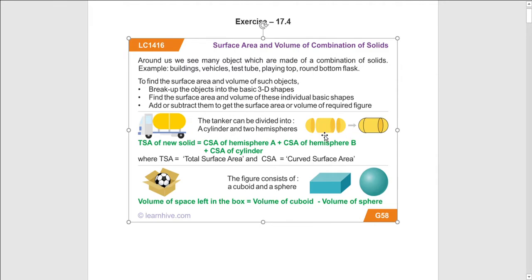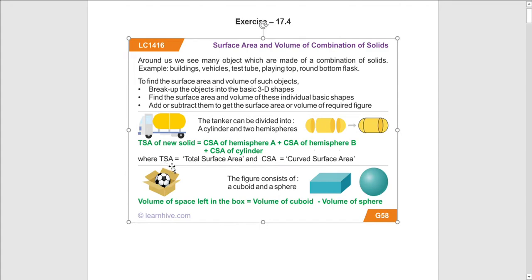Followed me? For example, if you look at this figure, here one cone is given. So what will be the surface area of this solid figure? Surface area of hemisphere plus surface area of cylinder plus surface area of the cone. You will get many more diagrams where combinations of solid figures will be there.